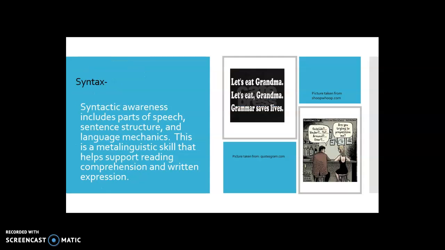Syntax. Syntax is a part of reading comprehension that most people don't think about. Syntactical awareness includes parts of speech, syntax structure, and language mechanics. This is a metalinguistic skill that helps support reading comprehension and written expression. So we will be studying this more in depth in a future module.